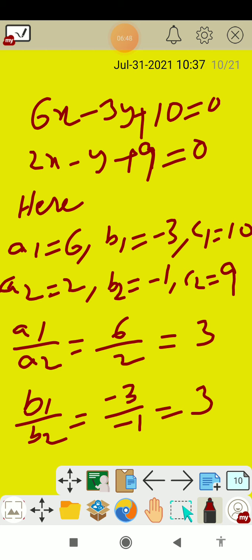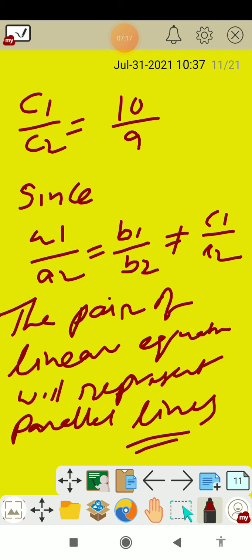Every time I'm not writing the pair of linear equations form, so you should understand it is in the form a1x plus b1y plus c1 is equal to 0, a2x plus b2y plus c2 is equal to 0. According to that formula, a1 is 6, b1 is minus 3, c1 is 10, a2 is 2, b2 is minus 1, c2 is 9. Now check: a1 by a2 is equal to 3, b1 by b2 is equal to 3, and c1 by c2 is equal to 10 by 9.